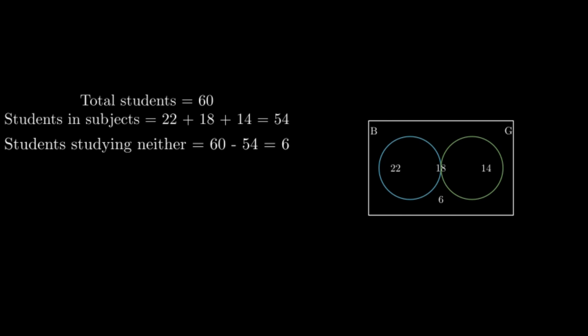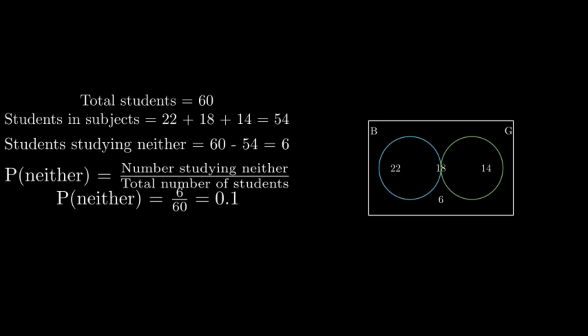Finally, we can answer the question: what is the probability that a randomly selected student studies neither subject? The probability is the number of favorable outcomes divided by the total number of outcomes. Here it's 6 students out of a total of 60. So the probability is 6 over 60, which simplifies to 1 over 10, or 0.1. So, by systematically filling in the Venn diagram from the inside out, we can easily organize the information and solve the probability problem. We've now seen how to use a Venn diagram to find probabilities for overlapping sets.